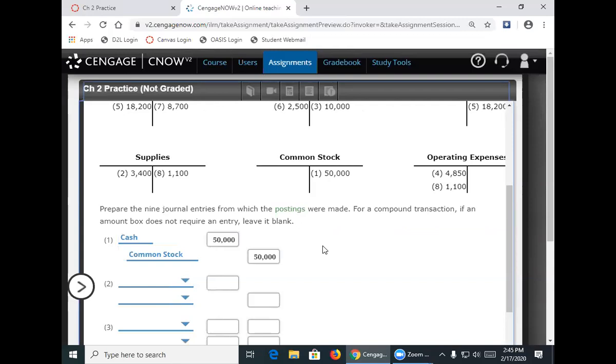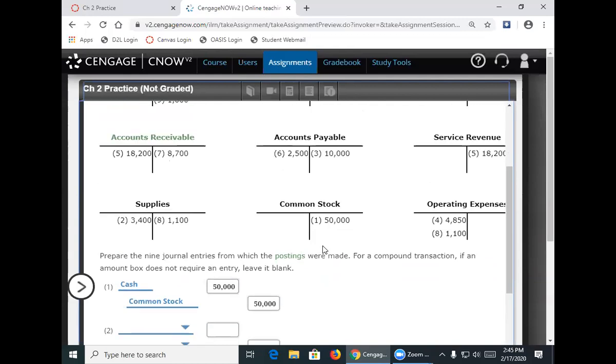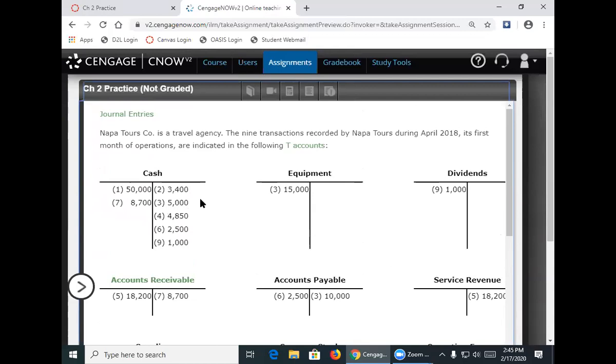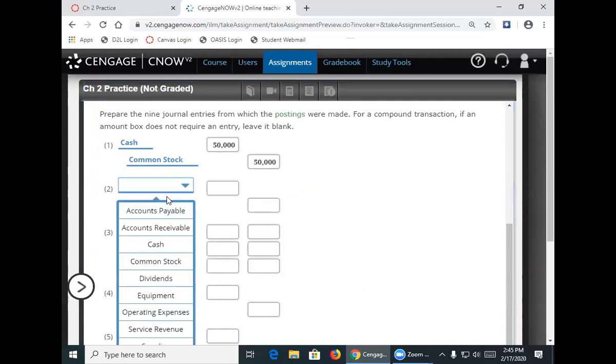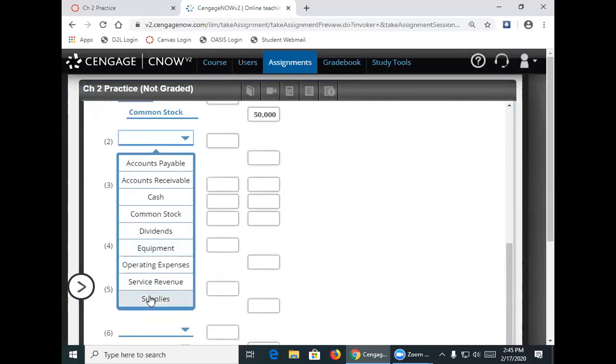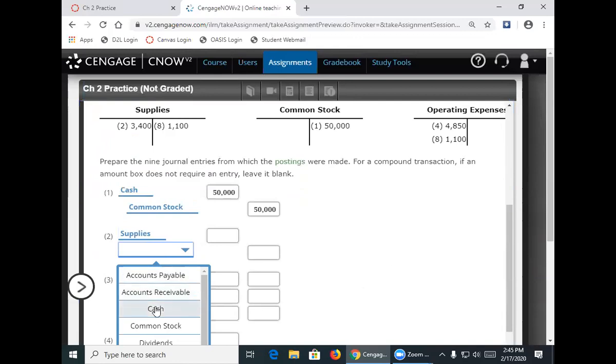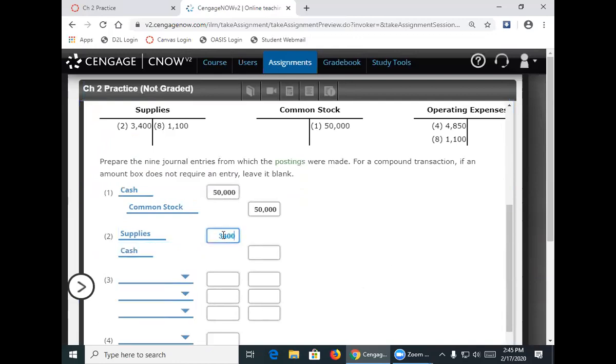Debit, then credit. Number 2, I see a supplies debit of 3,400 and we have a cash credit. So we obviously purchased supplies for cash, 3,400. Supplies was debited and cash was credited, 3,400. And then I look for my number 3.